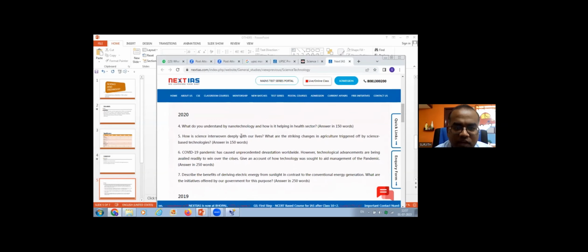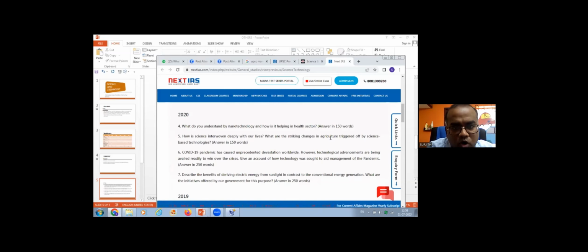How is science interwoven deeply with our lives? What are the striking changes in agriculture triggered off by science-based technology? So see, the application of S&T in agriculture. So now you have to write in a way how space technology has an impact on agriculture.